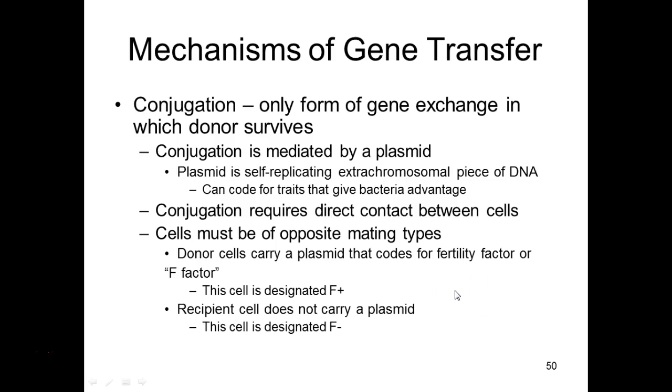So once one is negative, they can become positive. And the reverse can happen, right? They could lose the plasmid, kick it out of their cell and not utilize it. So conjugation is the only one where the donor actually gets to survive and continue to donate that information. Typically you're going to mate with someone opposite than you, right? So if you have genetic information, you're going to share it with someone who doesn't have it. They're not going to give it to one of the cells that already has it.